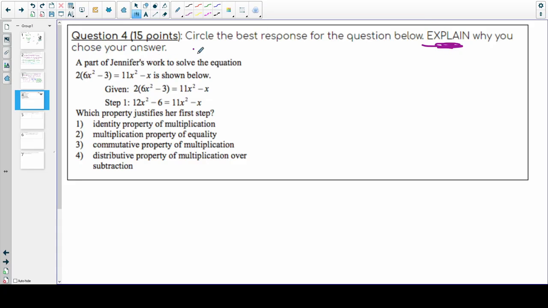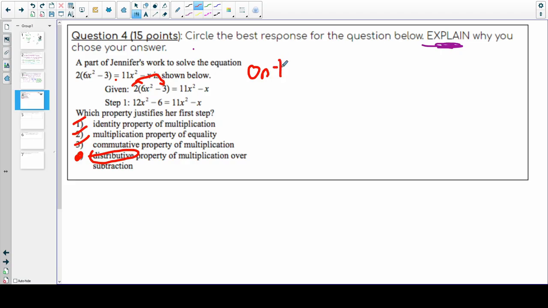A part of Jennifer's work is to solve the equation below. So, started off with this, then got here. If you notice, check out what's different. Just the left-hand side. She distributed. 2 times 6 is 12, so 12x squared. 2 times negative 3, negative 6. So it's not this, not this, not this. This is the only one that has the word distributive in it. So it must be this one. Explain why.